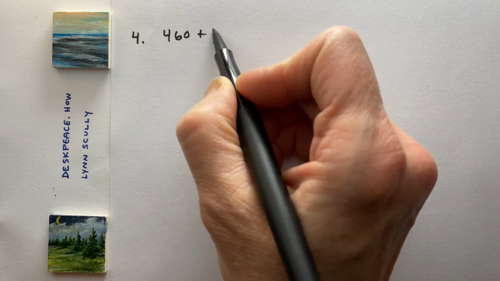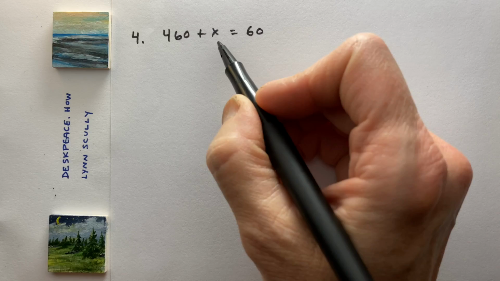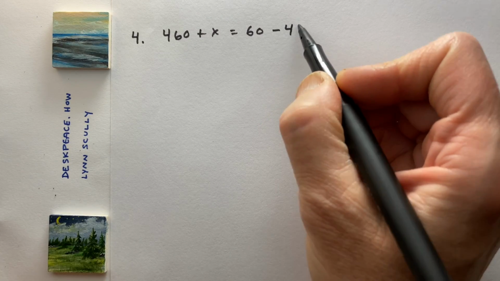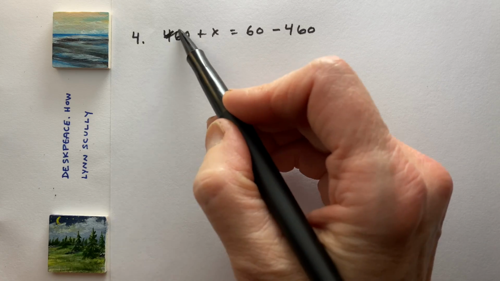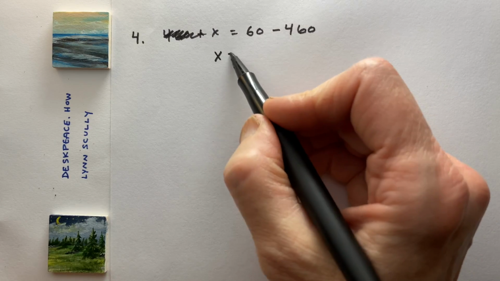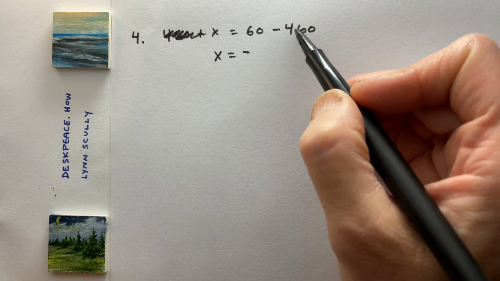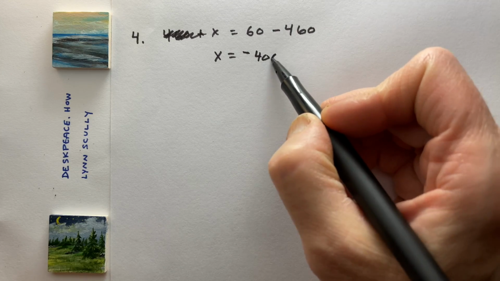460 plus x equals 60. I want to get the x alone. 460 is attached by addition, move it by subtraction to the other side of the equal sign. X equals, the larger value is negative, so it's going to be negative. 460 minus 60 is 400.